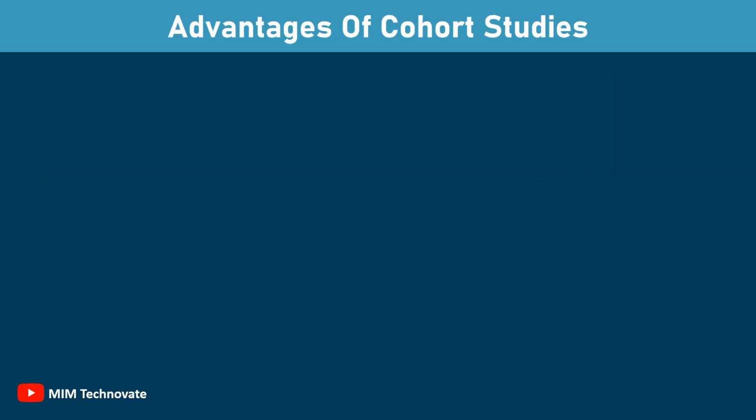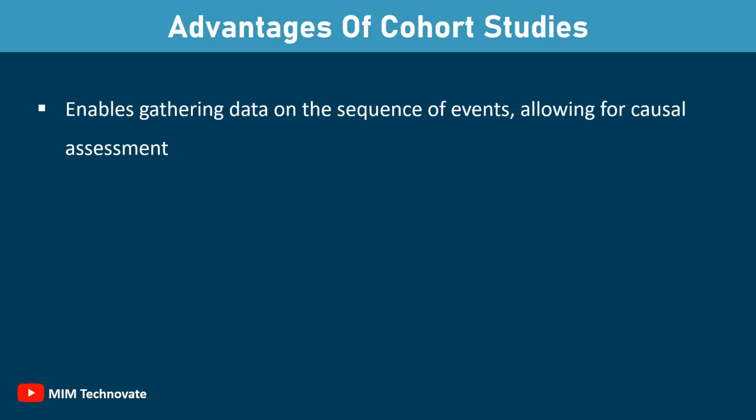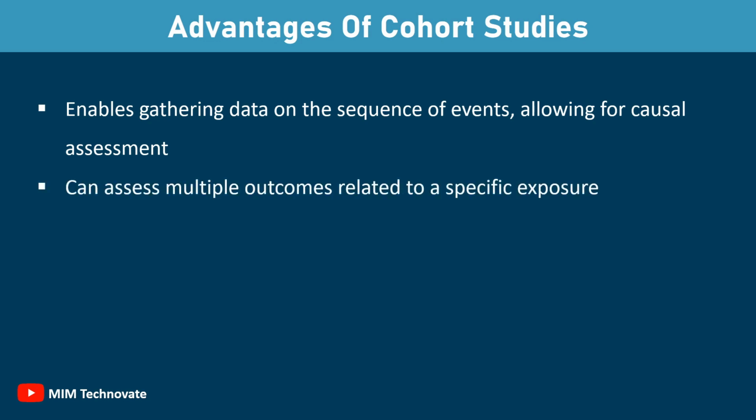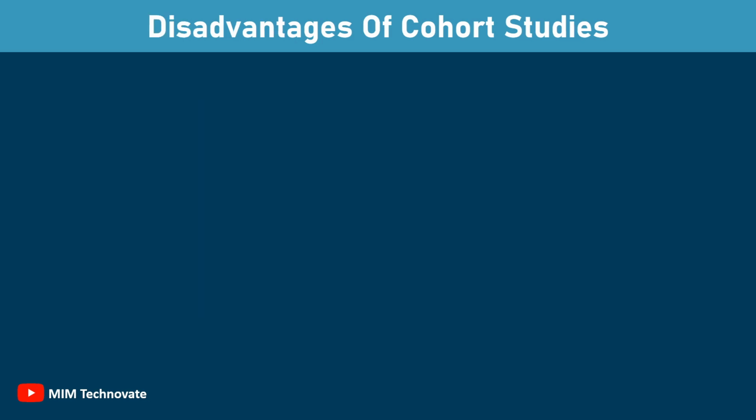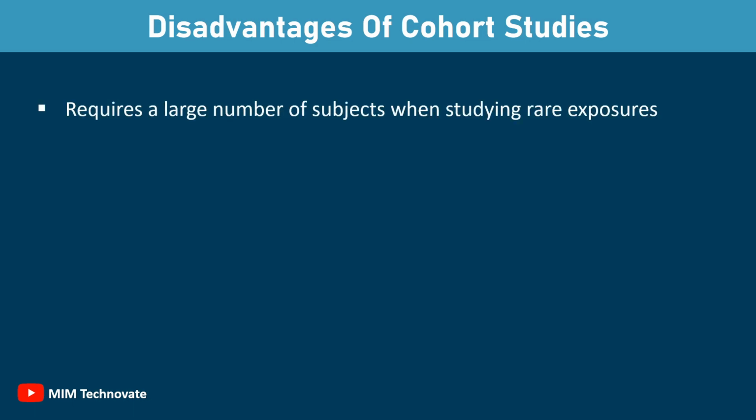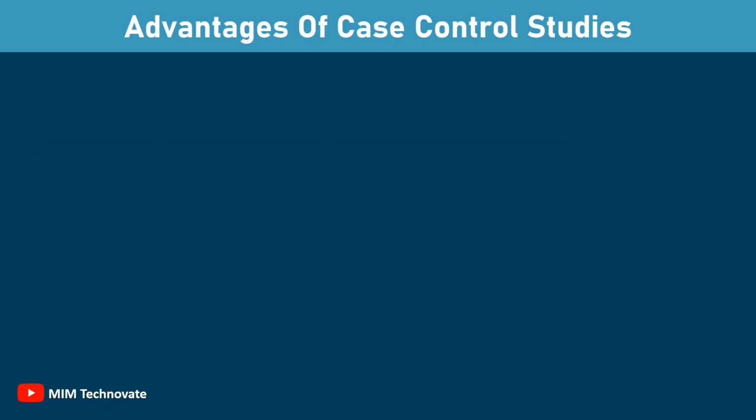Advantages of cohort studies. Enables gathering data on the sequence of events, allowing for causal assessment. Can assess multiple outcomes related to a specific exposure. Effective for investigating rare exposures. Capable of calculating disease rates in exposed and unexposed individuals over time, for example, incidence and relative risk. Disadvantages of cohort studies. Requires a larger number of subjects when studying rare outcomes. Exposed to selection bias.